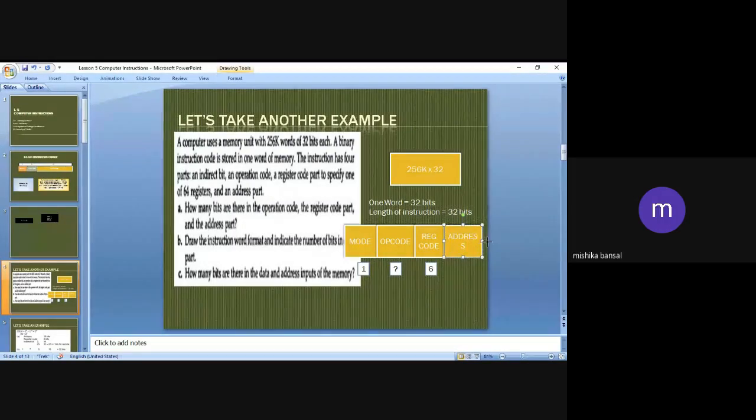Excuse me, ma'am. Yes. Ma'am, the indirect bit is the mode. Yes, the indirect bit is also known as the mode bit. I will tell you why, in some time.